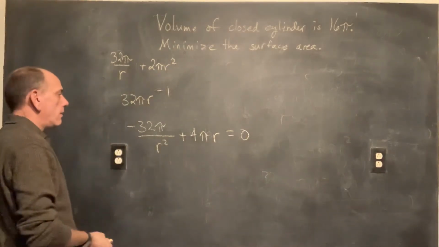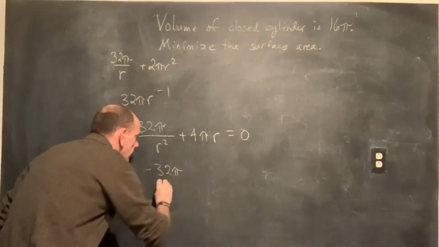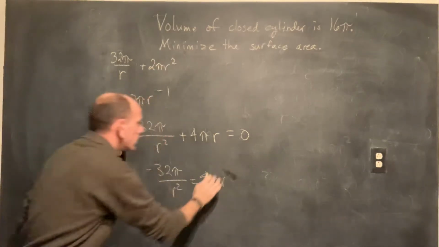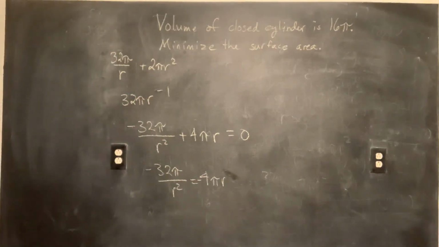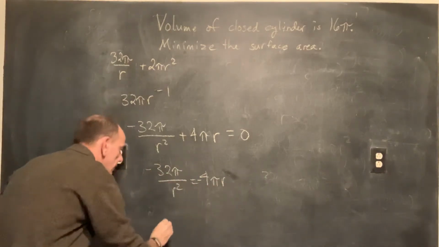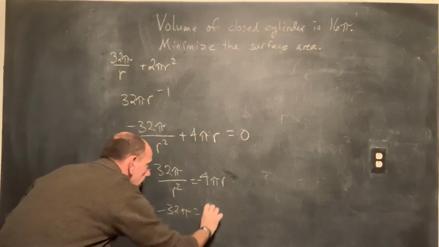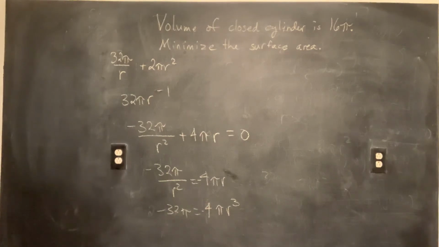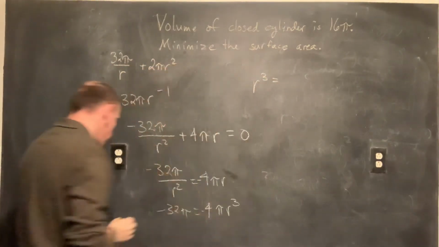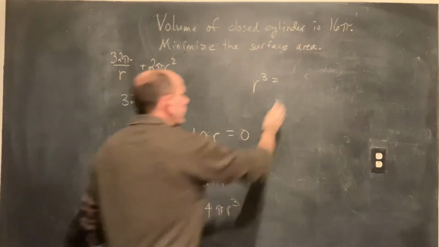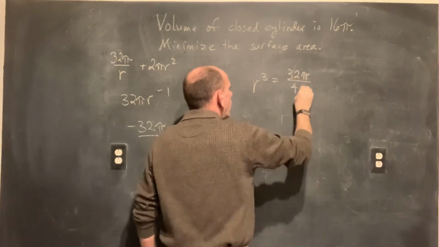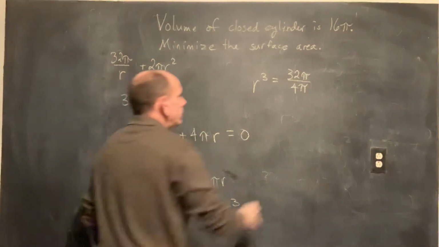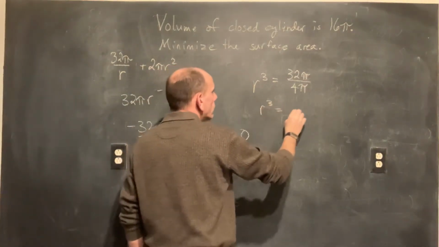So now I'm just solving for r, right? Negative 32 pi over r squared is equal to 4 pi r. Subtract it over. Multiply, negative 32 pi is negative 4 pi r cubed. Divide my stuff over. r cubed is, the negative over negative goes, I have 32 pi over 4 pi. 32 over 4 is nice. The pi's become 1. So what do we got? r cubed is equal to 8.